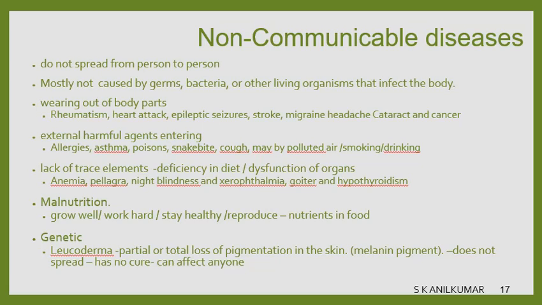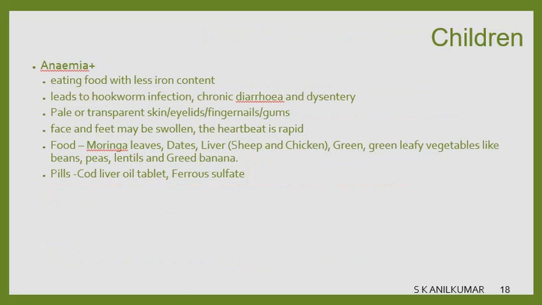Some diseases are genetic. For example, Leukoderma. Leukoderma is white patches on the skin. Why are there white patches? Because the skin color is lost. Melanin pigment is absent on the skin. Why does this happen? There is no reason. This is genetic and this will not spread from one person to another. Unfortunately, there is no cure for this. It will not affect anybody else. You cannot get rid of it, and it is genetic and non-communicable. So these are about non-communicable diseases.